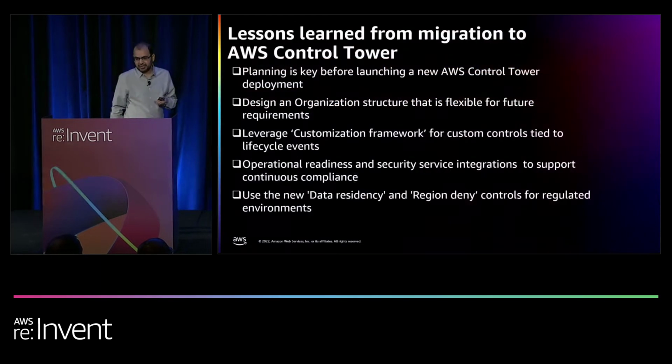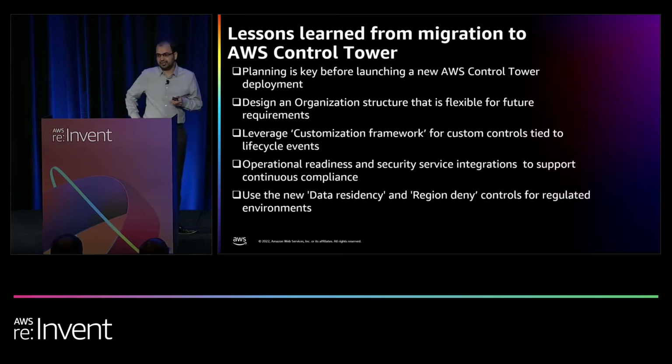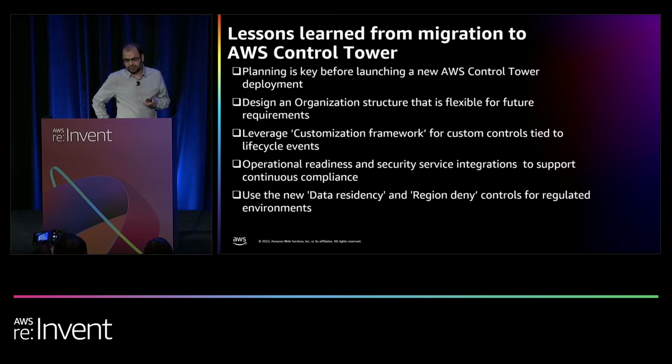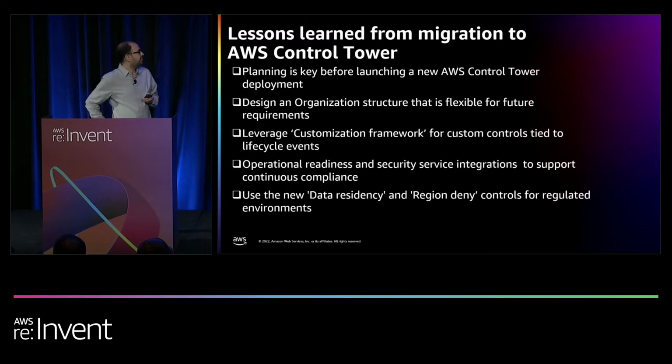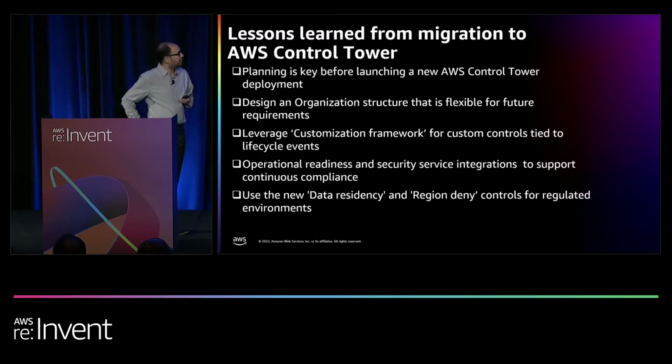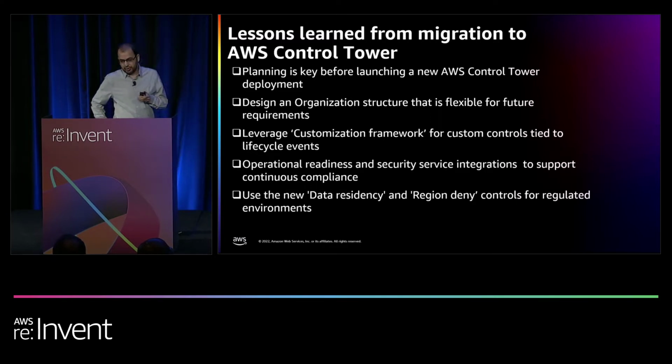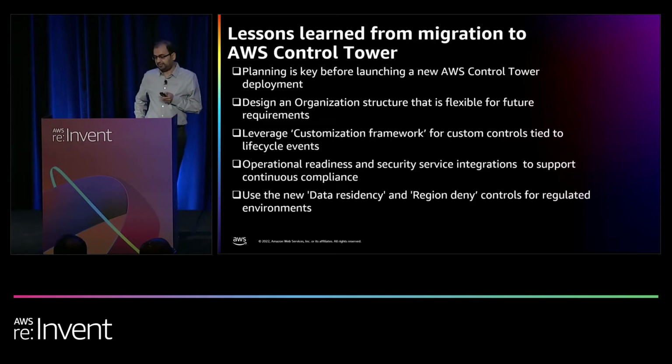So let's talk about the lessons learned. Planning is key. It's like stating the obvious. But if you are starting with an existing AWS landing zone, you need to review the org structure, the landing zone, and the customizations. You have to decide if you're going to use the existing core accounts, which customizations you are going to map to the AWS Control Tower managed guardrails, and which ones are going to continue to stay as custom controls.